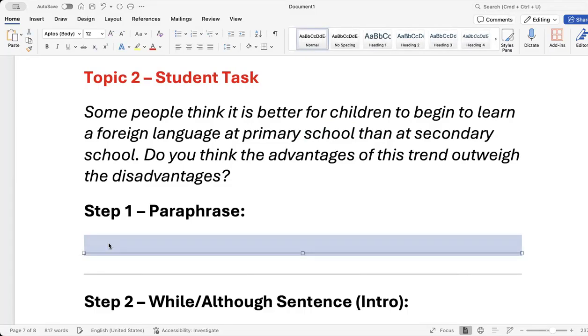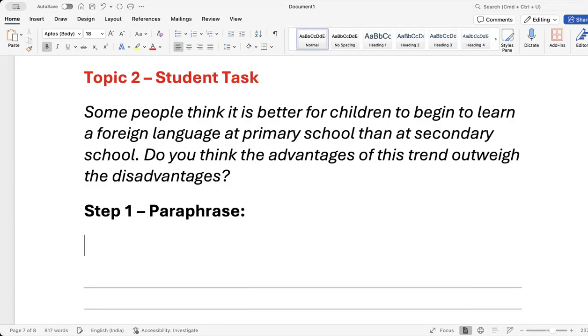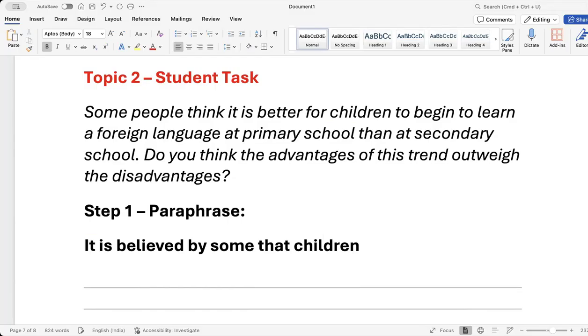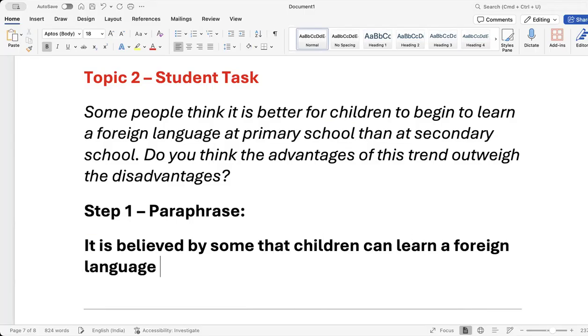Can I try? Yeah, try. It is believed by some that children can learn a foreign language at primary school, then at secondary school. I think secondary school is called tertiary education.